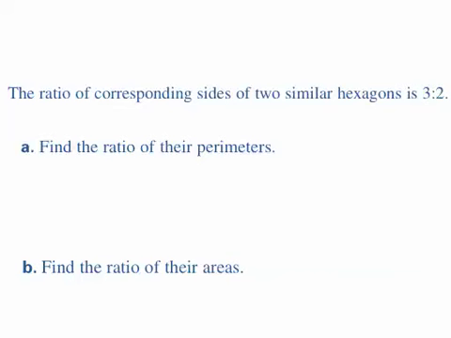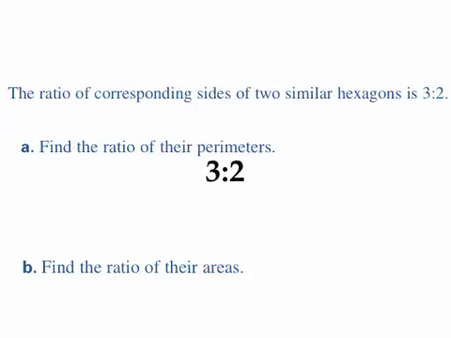The first example says the ratio of corresponding sides of two similar hexagons is 3 to 2. Find the ratio of their perimeters. Well, I know that the ratio of the perimeters is the same as the ratio of the sides, so it is also 3 to 2.